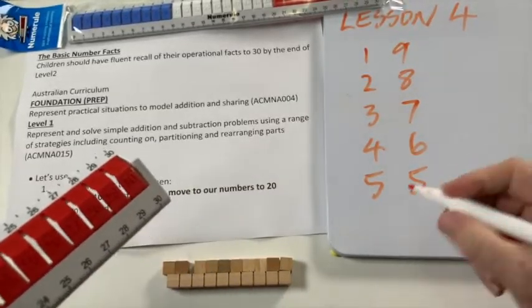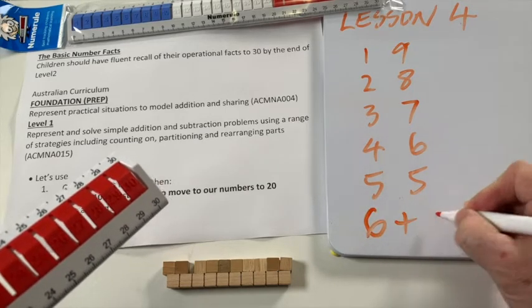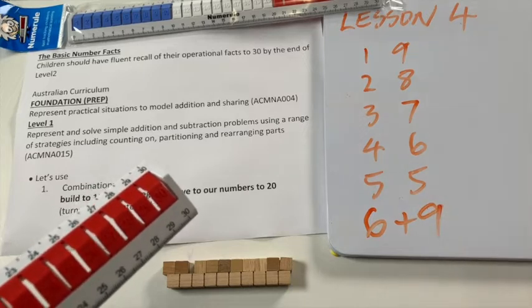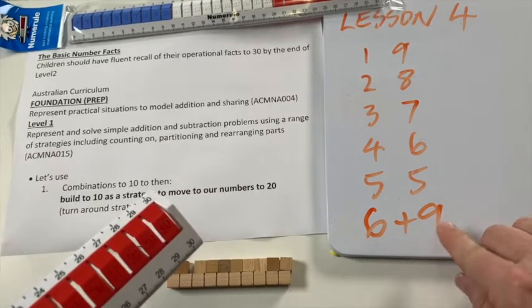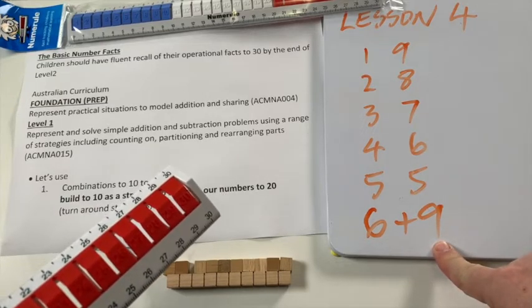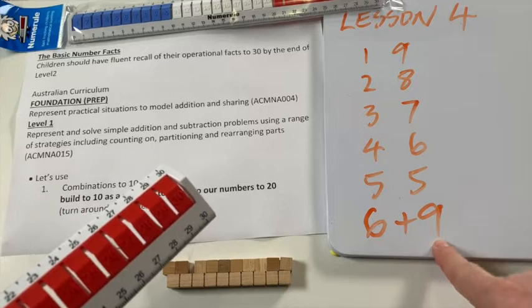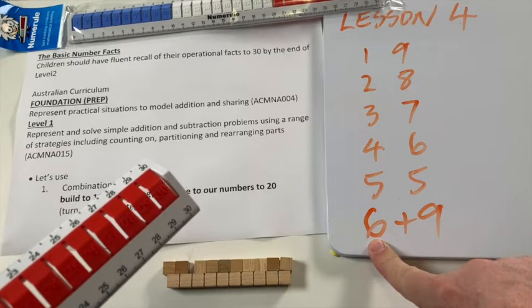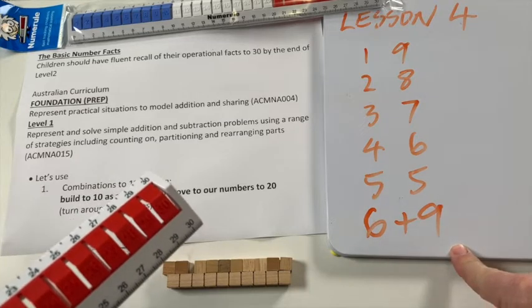So again, let's do a different one. Let's do 6 plus 9. So you can do this one of two ways. You can make 9 up to 10. So you can say to the kids, well, you can do 9 first. Think about 9 first and then add on the 6. Or you can do 6 and 9. It doesn't matter which way you go.